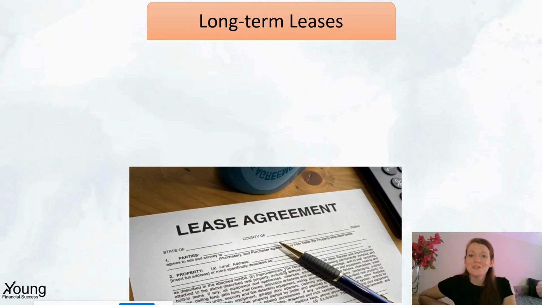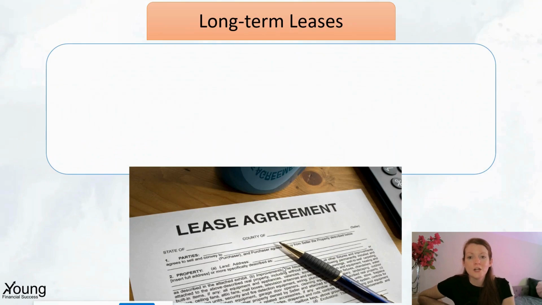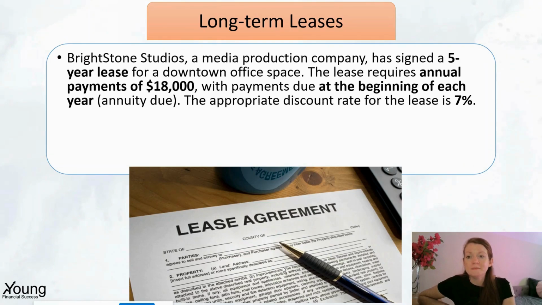Long-term leases, another topic that we'll talk about more later, but let's just jump into them a little bit. So we've got Brightstone Studios, a media production company. They have signed a 5-year lease for a downtown office space. The lease requires annual payments of $18,000. Here's the kicker, with the payments due at the beginning of each year. So that's an annuity due. The appropriate discount rate for the lease is 7%.